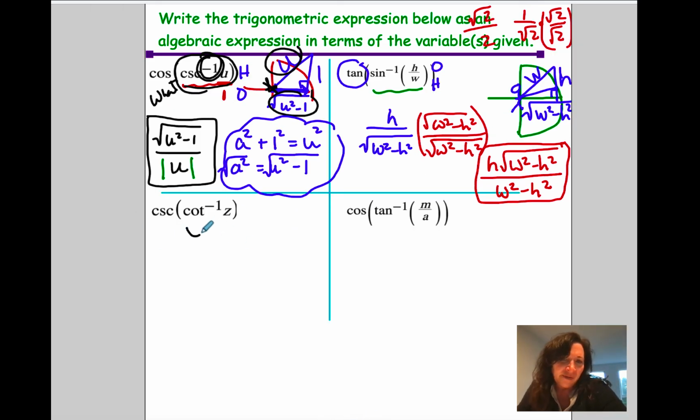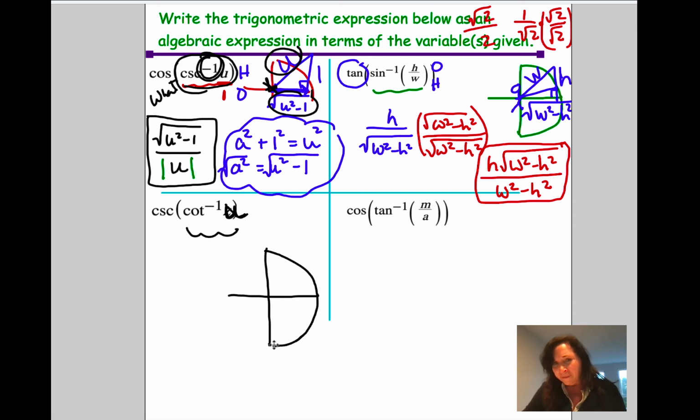For this problem, it's saying, where is cotangent z? Now, I know a lot of students today were asking me, hey, let's not use z. Let's use like a or c or something like that. So let's just go back to u. And so where is cotangent u? And that's a positive u. So tangent and cotangent are in first and fourth, so we can count out the fourth quadrant because u is positive.